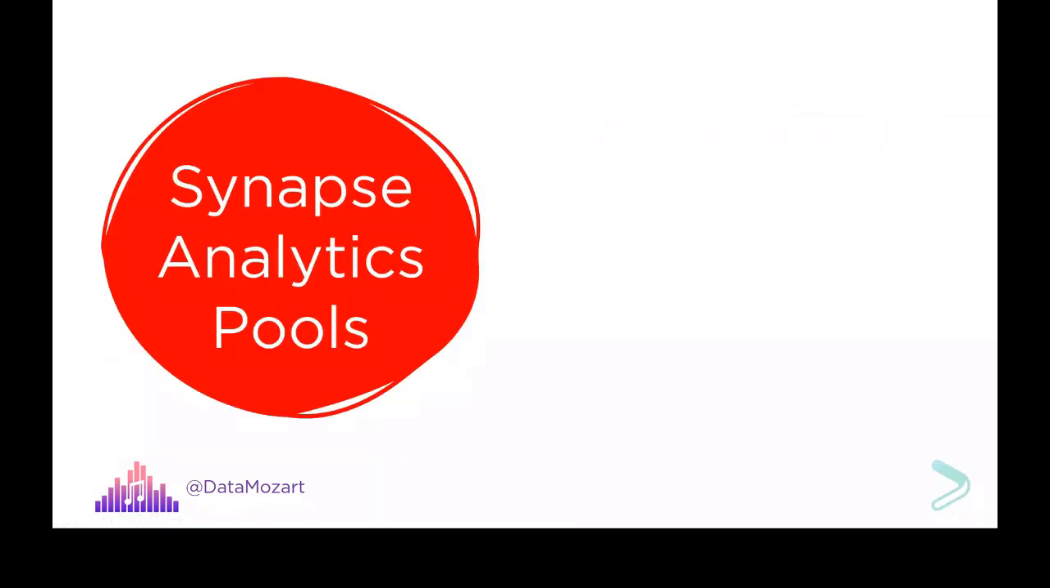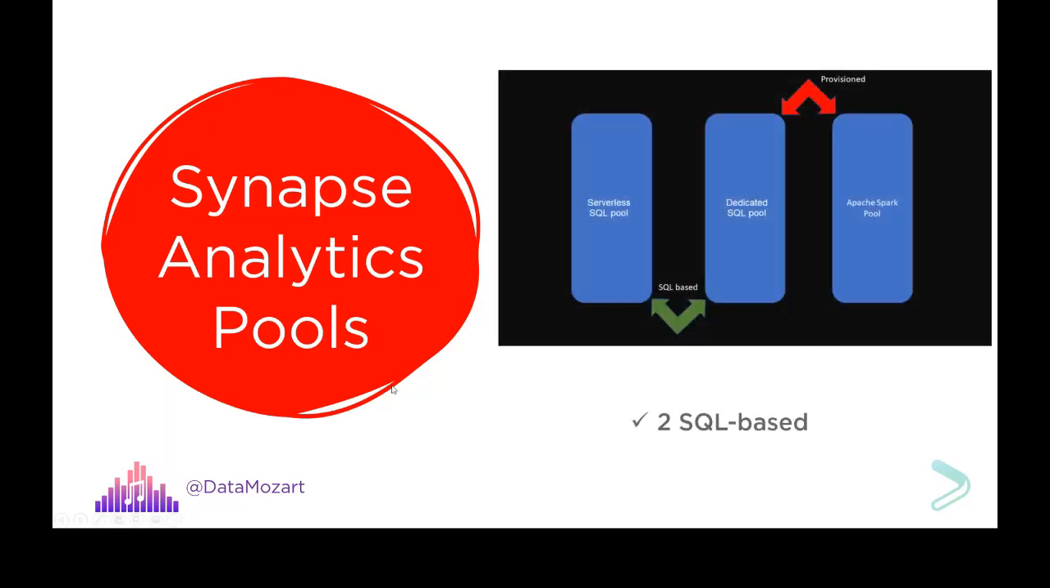As you may notice on the previous illustration, Synapse Analytics offers 3 different analytics pools for performing different computations over your data. 2 of them are SQL-based, which means that you can use familiar T-SQL syntax to query your data. Also, 2 of them are provisioned, dedicated SQL pool and Apache Spark pool, which means that you need to set some kind of infrastructure in advance. And more important, that means that you will be charged not only for computing power, but also for the storage you are using.